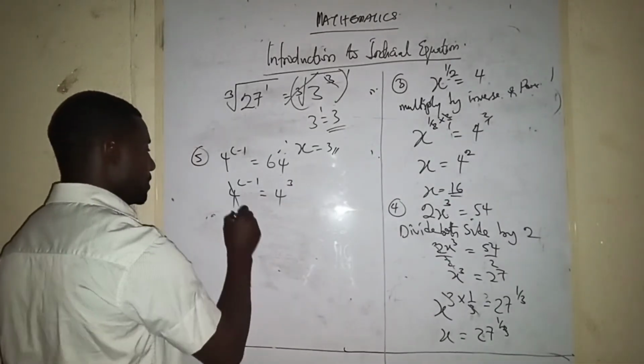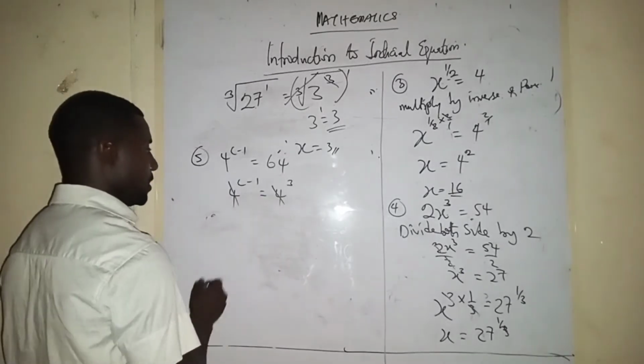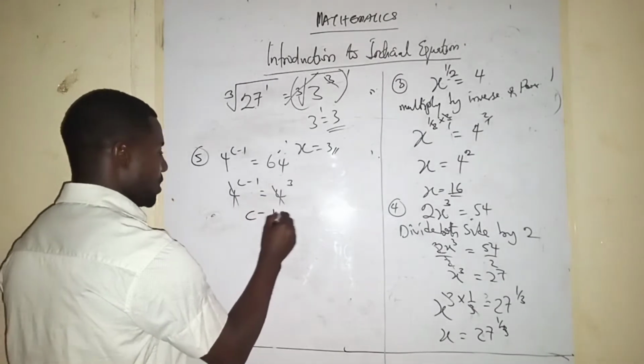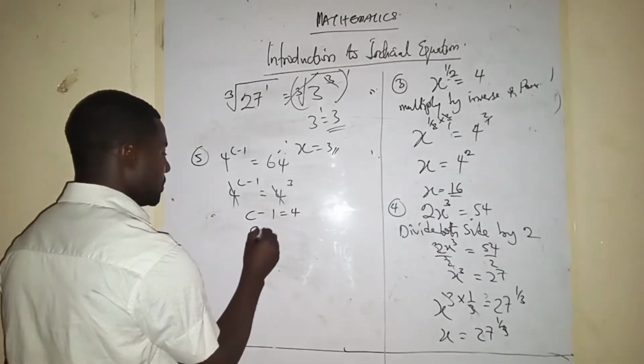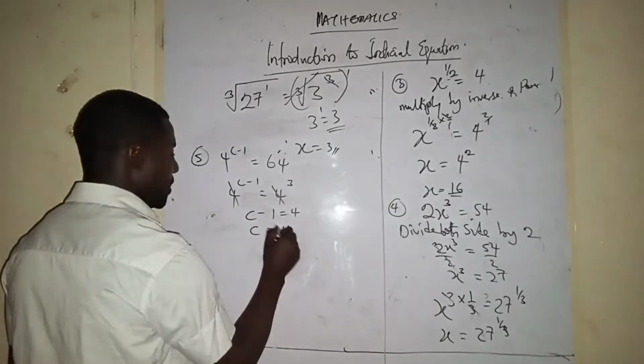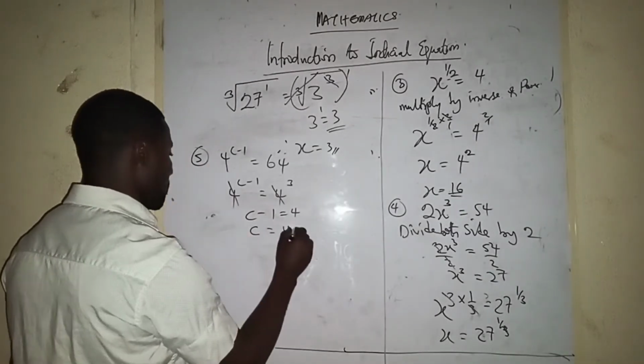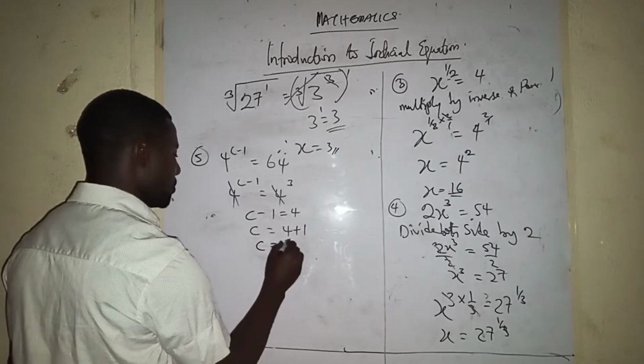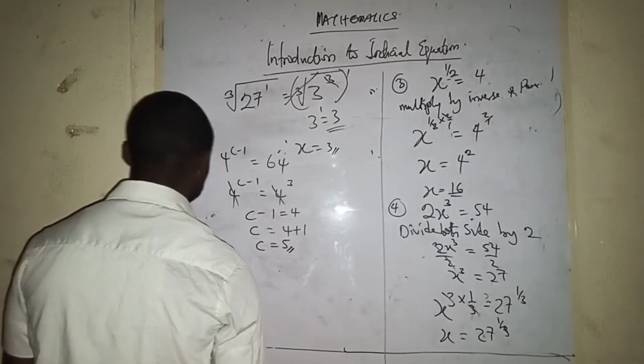So that the base will go, it remains the index or the power. So you have c minus 1 is equals to 3. You take the minus to the other side, you change to plus 1. So your c is equals to what? 4. Okay?